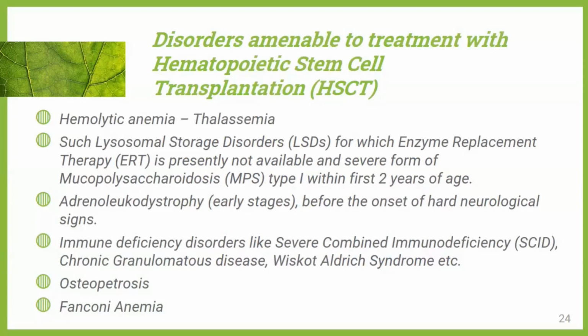It is a very important area where you can treat thalassemia and lysosomal storage disorders like MPS type 1 in the first 2 years of age, before significant abnormal development. Then adrenoleukodystrophy in early stages, especially it's recommended for the second child. You have to do the MRI early, and look for early neurological signs. Before developing neurological signs, you can do the HSCT.